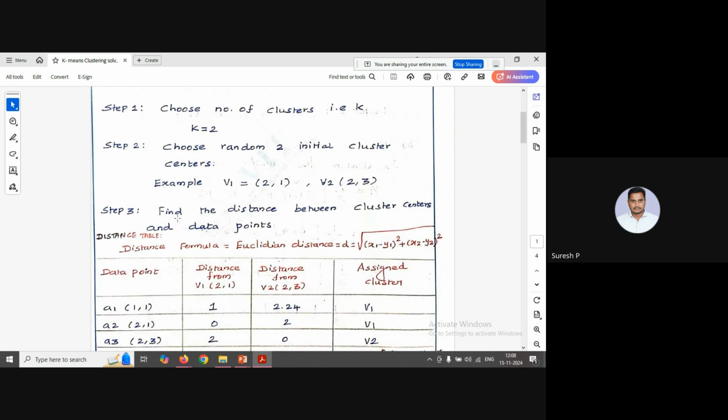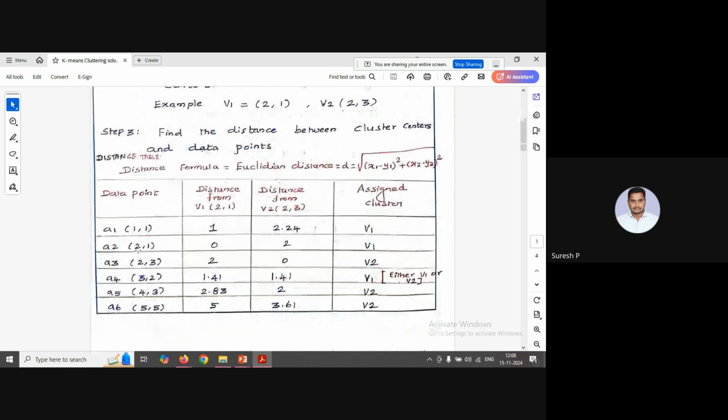Then after that, find the distance between the cluster centers and the data points. Now what we have to do, for all the data points, there are 6 data points. A1 is 1, 1. A2 is 2, 1. A3 is 2, 3. A4 is 3, 2. A5 is 4, 3. A6 is 5, 5. And the cluster centers are v1 2, 1 and v2 2, 3. So between these centers and the data points, we have to calculate the distance, or the similarity. I told you that similarity is a way to calculate distance, and distance is a way to calculate similarity.